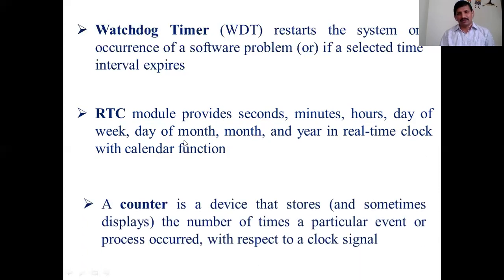Next, counter. A counter is a device that stores the number of times that an event occurs with respect to a clock. So in a running race, we are checking the time, or in different particular operations, how many times the task is completed: 1 time, 2 times, 5 times, or 10 times. That count will be counted by the counter.